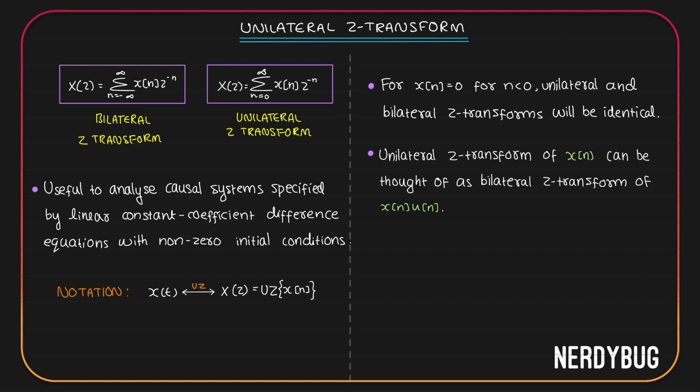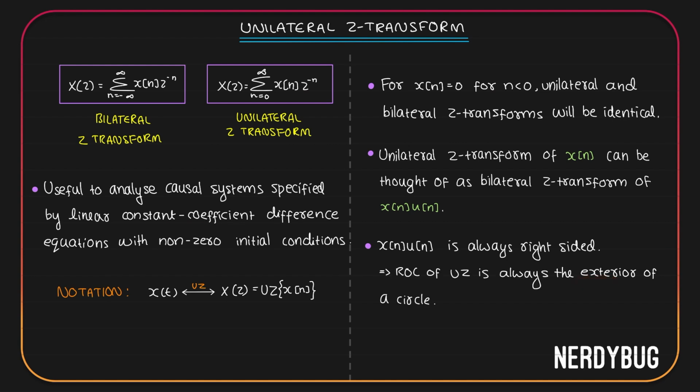The most important conclusion we can make from here is this. x[n] is multiplied by u[n]. So it is going to be 0 for every value of n that is less than 0, and it is only going to be non-zero when n is greater than or equal to 0, which means x[n] u[n] is always right-sided. And we know for a right-sided sequence, the ROC is always the exterior of a circle. So we can conclude the ROC for the unilateral Z transform is always the exterior of a circle.